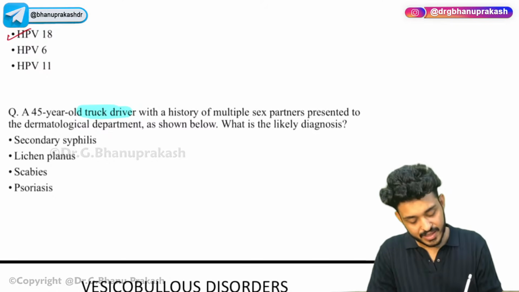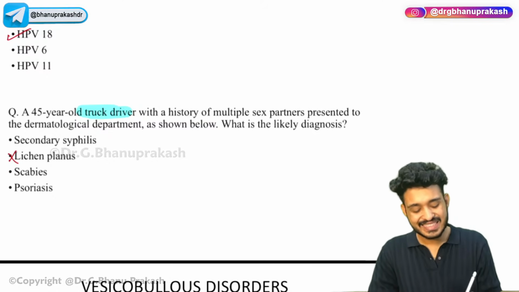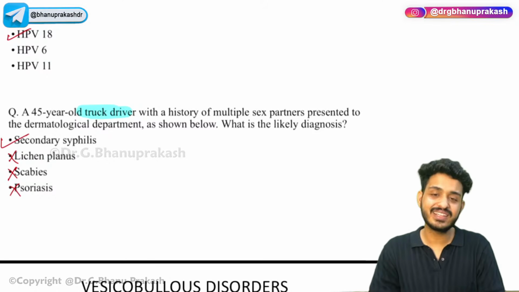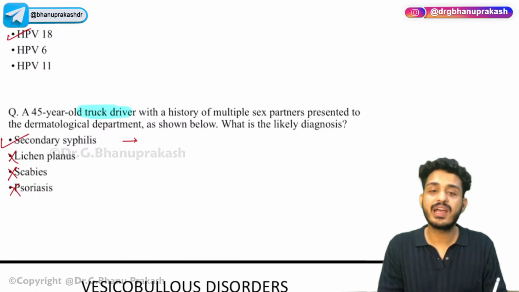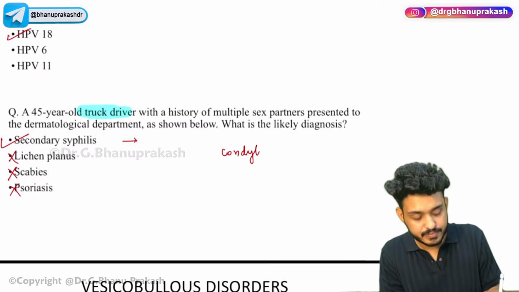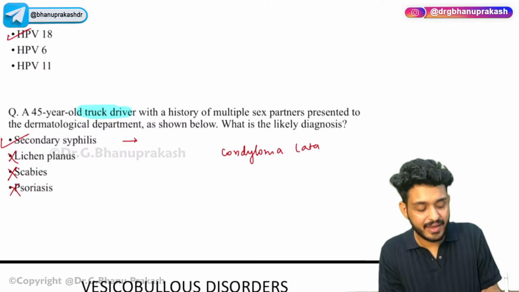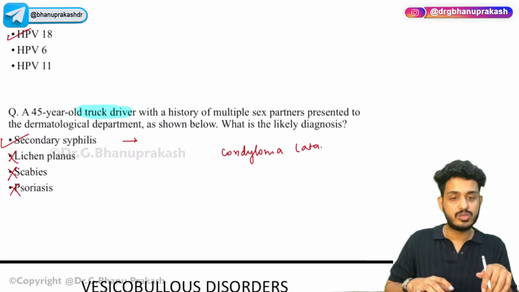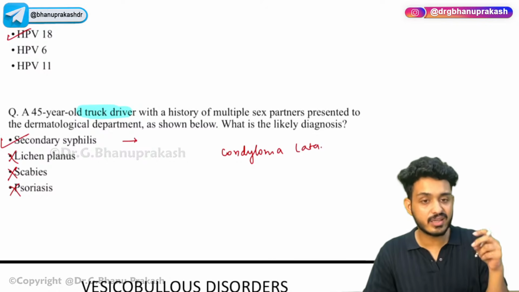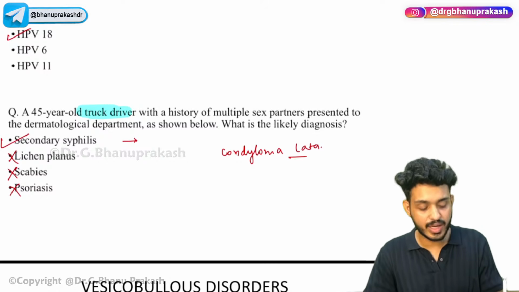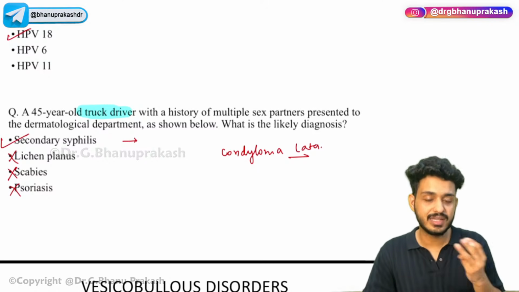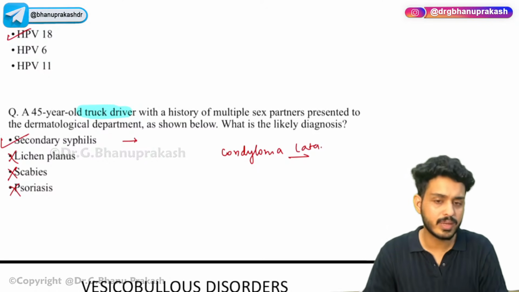So lichen planus cannot be the answer, you can rule it out. Scabies cannot be the answer. Psoriasis cannot be the answer. Your answer will be secondary syphilis, and in secondary syphilis you will have moth-eaten alopecia. Along with that you will have condyloma lata. You will have lesions on palms and soles. That is your secondary syphilis. In primary syphilis you will have chancre, that is a genital ulcer. Secondary syphilis, condyloma lata. In tertiary syphilis you will have granuloma, that is gumma.